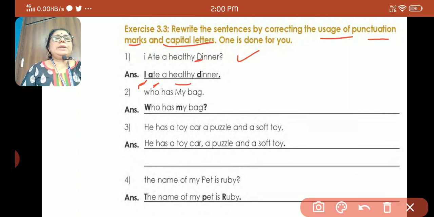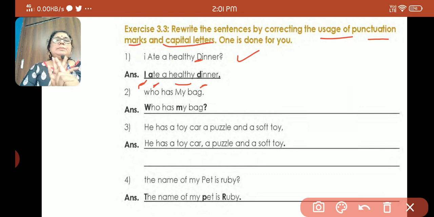Dinner, why should D be capital? It should be small. It is neither a proper noun, nor the name of a month, nor the name of a day. It's not the name of a movie. It's not the name of a book. And it's not the pronoun I. So we don't use capital letters anywhere else, only in five different places, that is the beginning of a sentence.